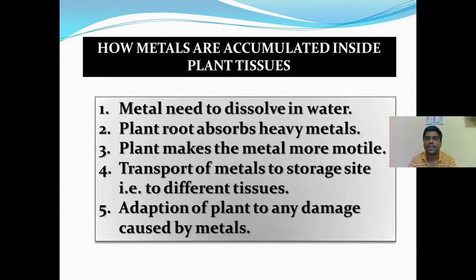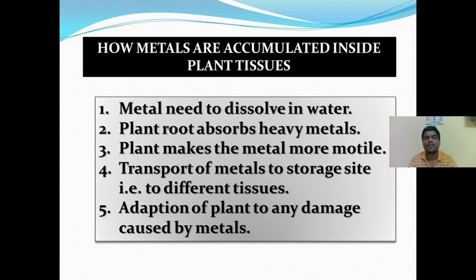How are metals accumulated inside plant tissues? In this, we will see five aspects of metal accumulation. First of all, metal needs to dissolve in water. Whatever metals are present in soil, those metals need to dissolve in water. If they dissolve in water, then and only then can they enter inside the plant with the help of water. So, the first criterion is that metal needs to dissolve in water.